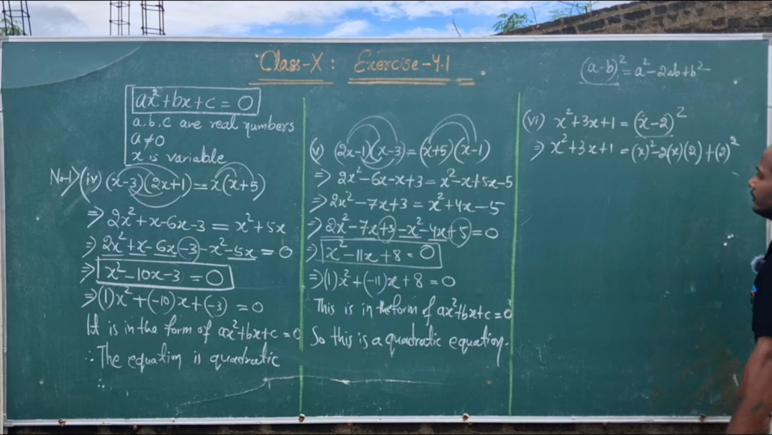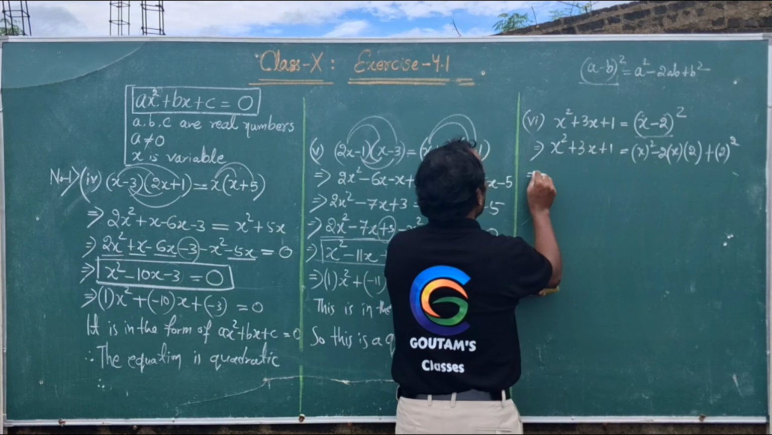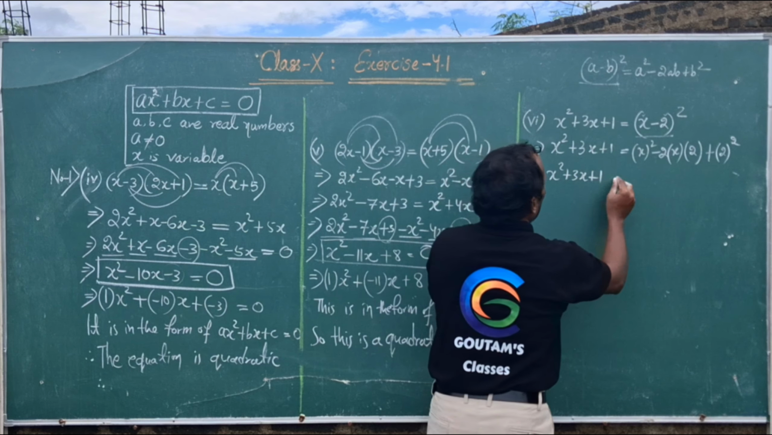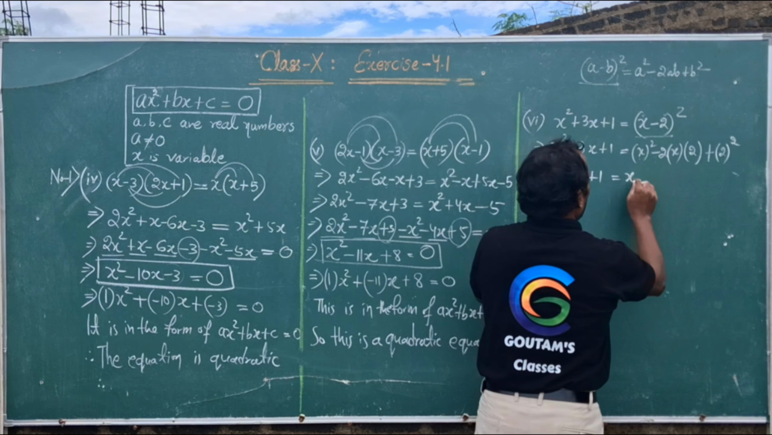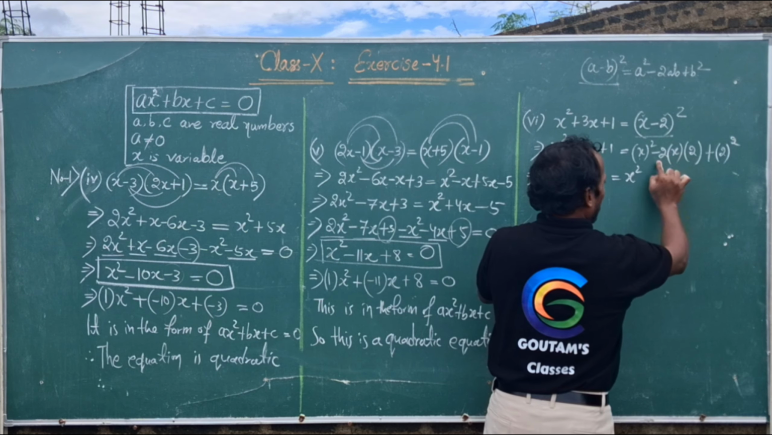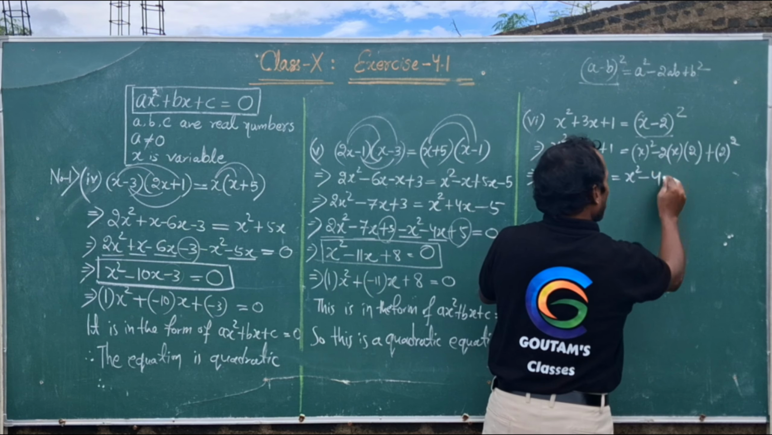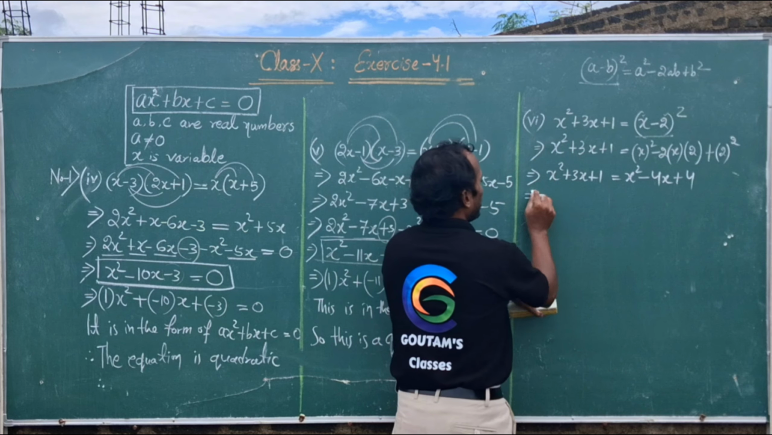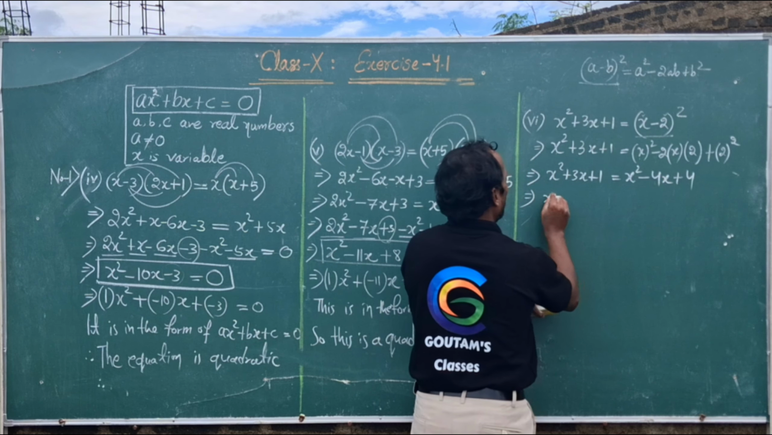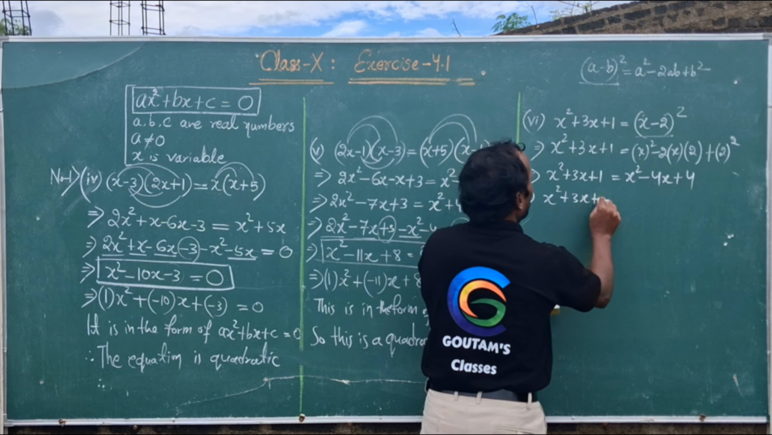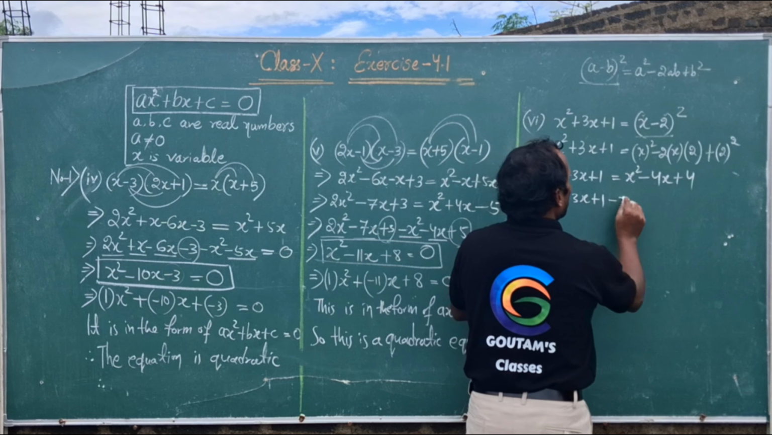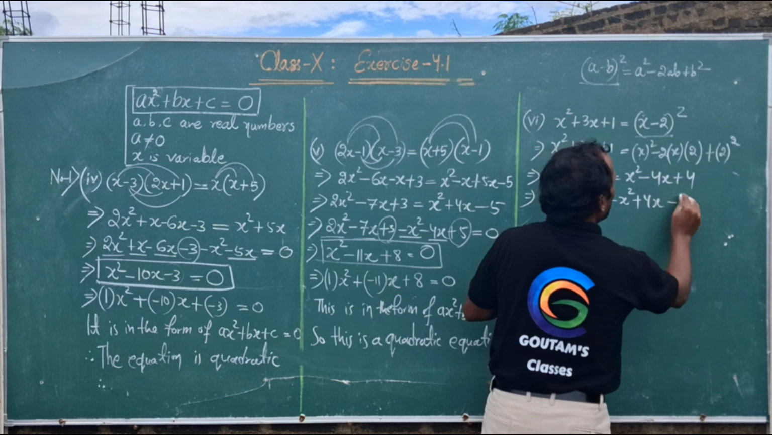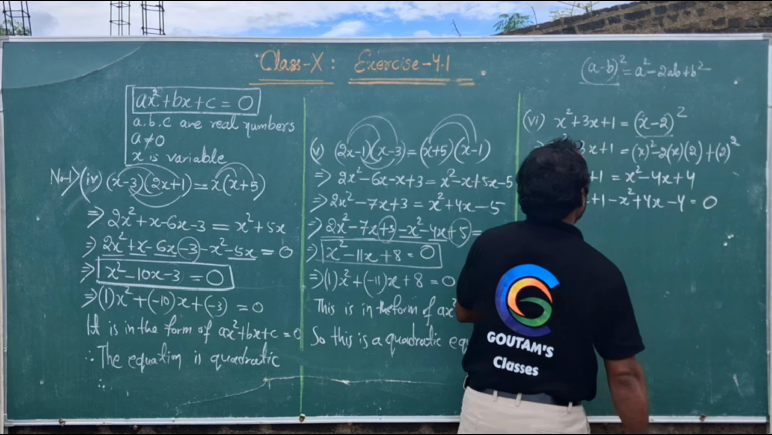Now, in the next step, we have x square plus 3x plus 1 equals square of x is x square, minus 2 into x into 2. Minus 2 into 2 gives you minus 4x, and 2 square is 4. Let me shift everything from right side to left now. x square plus 3x plus 1, plus x square comes to this side and becomes minus x square, minus 4x becomes plus 4x, plus 4 becomes minus 4 equals 0.